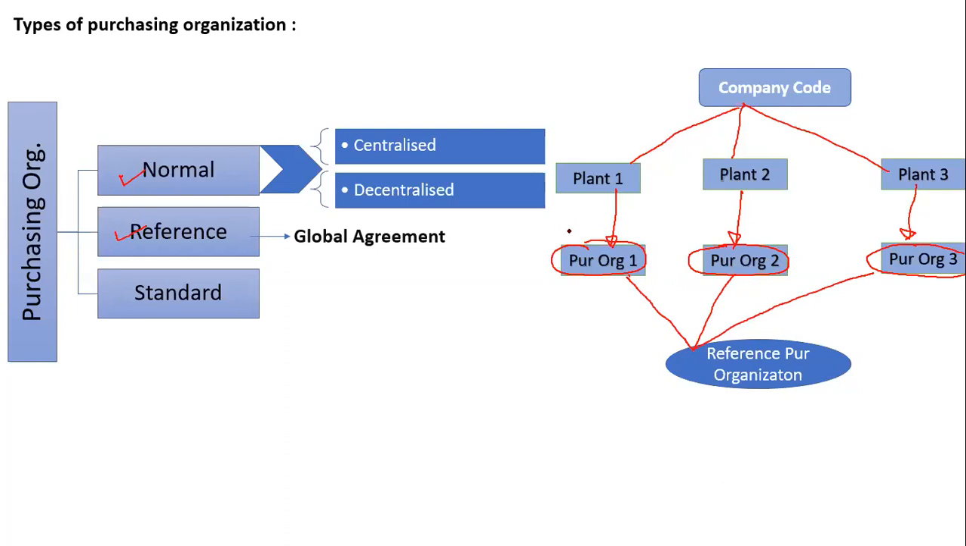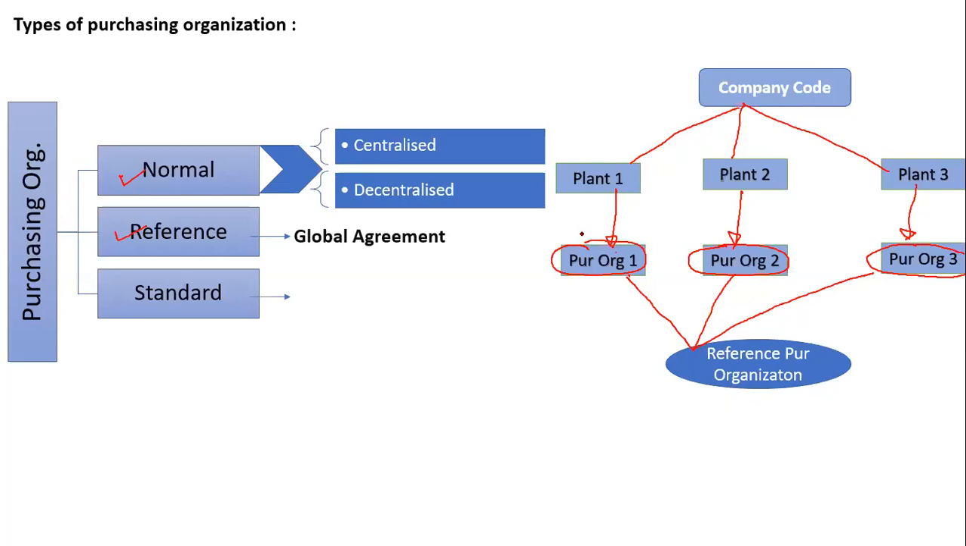Working with a reference purchasing organization can save time and effort in maintaining the data, because of the purchasing organization data for vendor master and purchasing info record. We will discuss these terms later. Just remember, all these agreements and terms and conditions we can maintain here, and we can simply refer to them from here. That is the purpose of a reference purchasing organization.